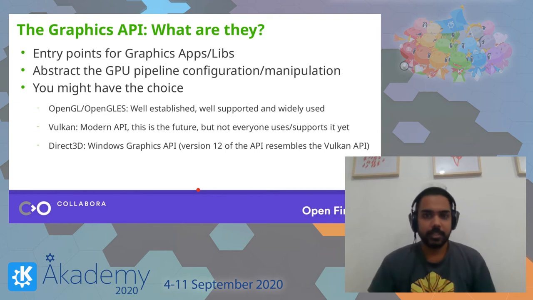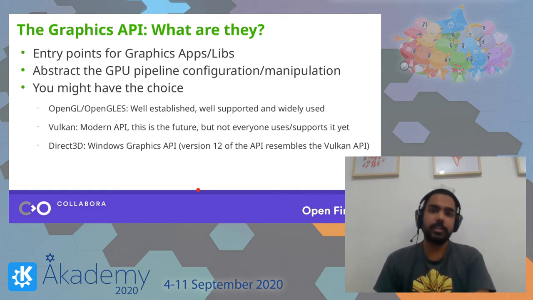So the graphics API, what are they? The graphics APIs are essentially an entry point for graphic applications and libraries, and they abstract the GPU pipeline configuration and manipulation. Parts of this 3D pipeline are essentially configurable, and some parts are programmable. We have a couple of libraries and APIs that allow you to configure and manipulate this pipeline, such as OpenGL, Vulkan, and Direct3D.